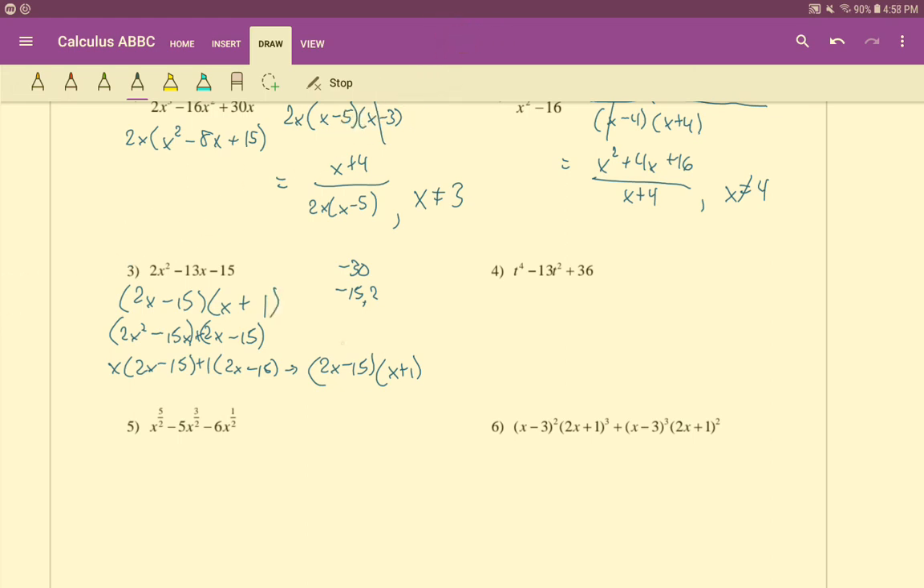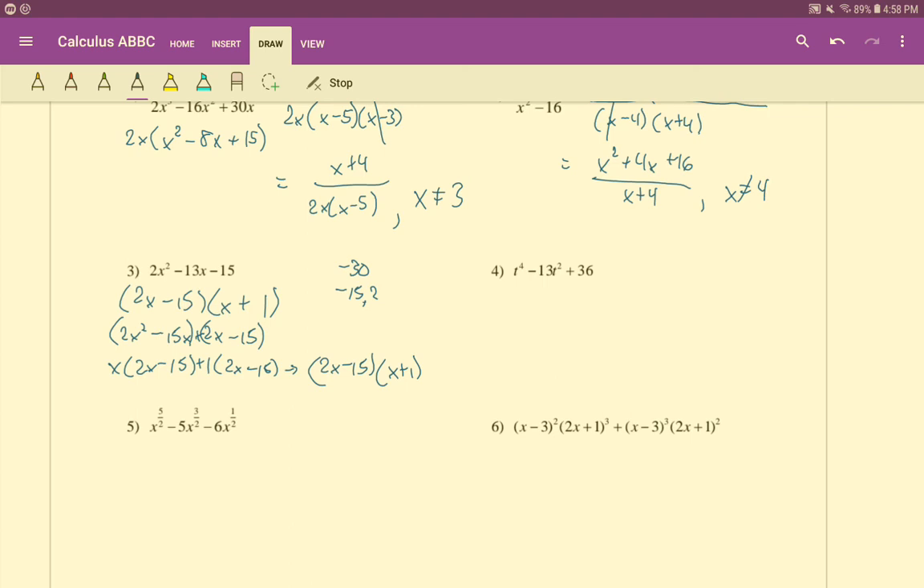Or you can do the AC method. Again, AC method, you take the A, multiply it with the C. In this case, we get negative 30. You then look for two numbers that multiply to that negative 30, but then add to the middle term, negative 13. Those two numbers you use to break up the middle term, okay, like I did right there, and then you factor by grouping. And you should end up with the same kind of answer with the grouping, with the factoring as normal.